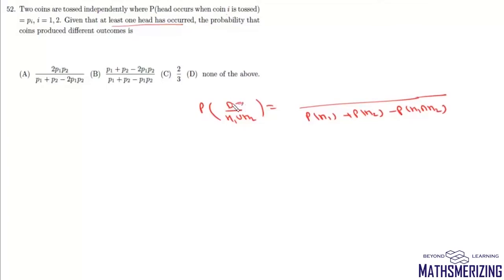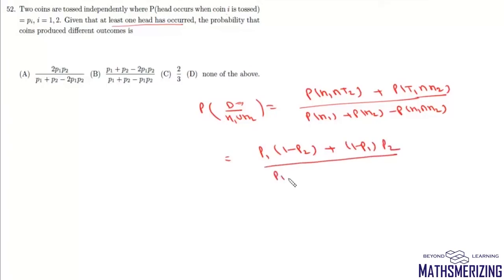Now, what is the probability that the coins produced different outcomes when at least one head has occurred? So either the first is heads and second is tails, or first is tails and second is heads. Now these probabilities are independent. So we can write probability of H1 as P1 and then probability of second tails is 1 minus P2, and in the same way it is 1 minus P1 and it will be simply P2. The denominator is P1 plus P2, and then the intersection is P1 into P2. So we can write this as P1 plus P2 minus 2 P1 P2 upon P1 plus P2 minus P1 P2, and that's your option number B.